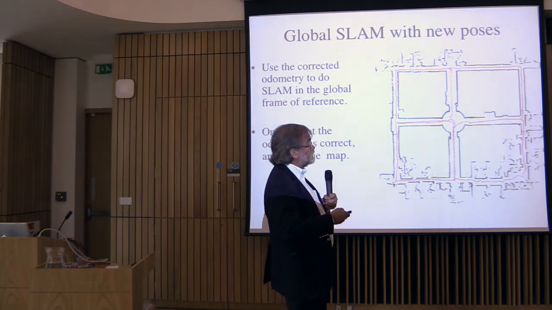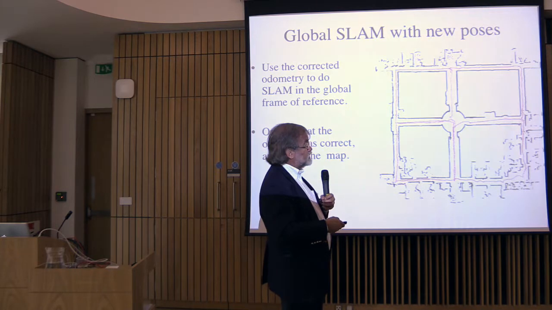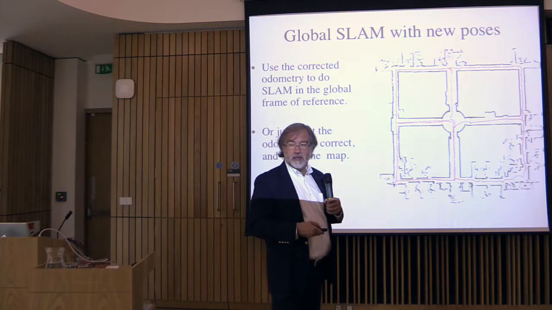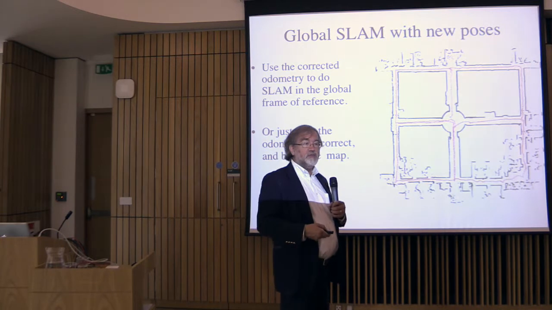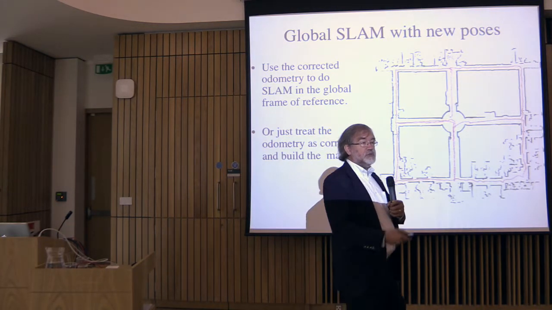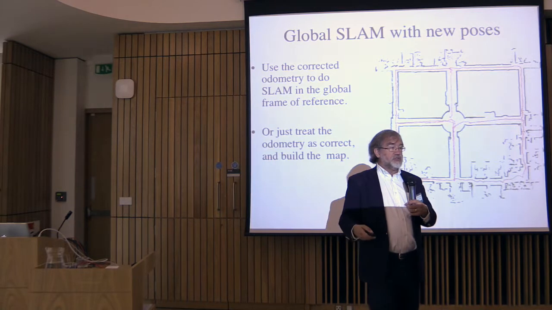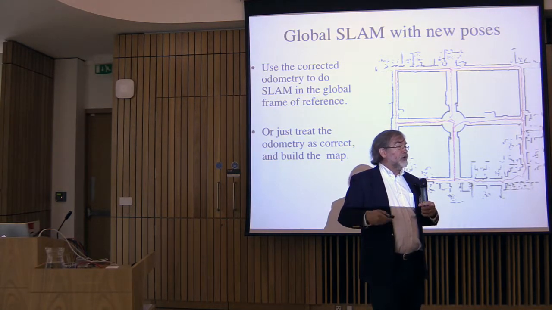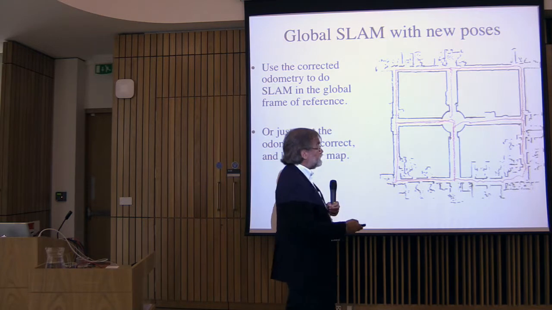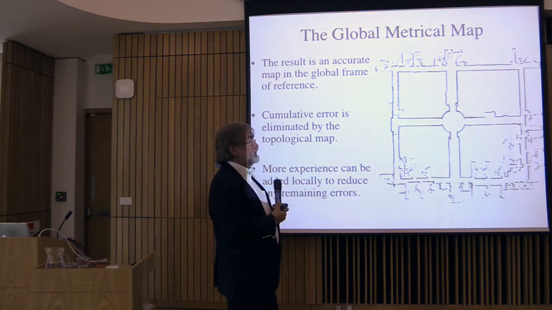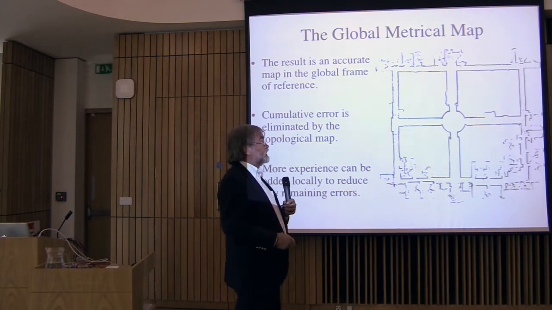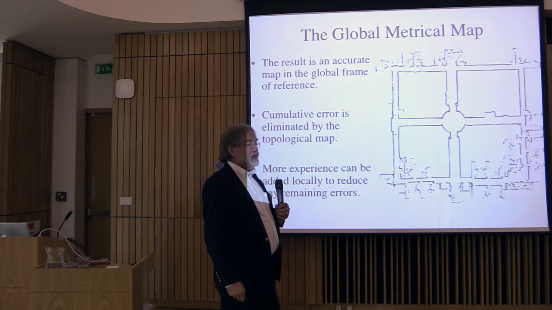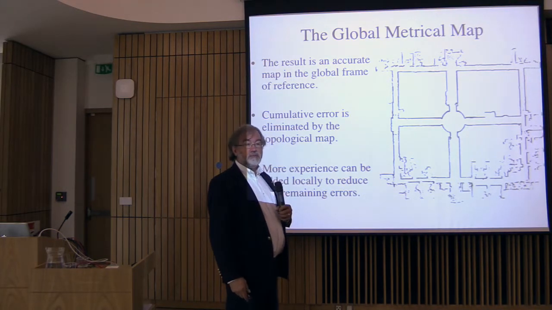Now, if you look very carefully, you'll see that this edge, which in the real world is straight, actually has a slight bend in it. And that's because there is some remaining error in the information you have. And if we continued to gather more observations, we could correct that error as well. So at this point, we can remove the path that the robot traveled, and we get a pretty accurate map in the global reference frame.